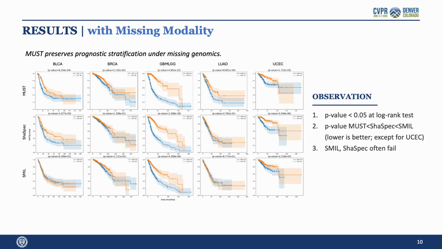Beyond predictive performance, we evaluate clinical risk stratification using Kaplan-Meier analysis. MUST consistently maintains significant separation between high-risk and low-risk patient groups under missing genomics. In most datasets, it achieves the strongest separation among all compared methods. This demonstrates that the recovered representations remain clinically meaningful.